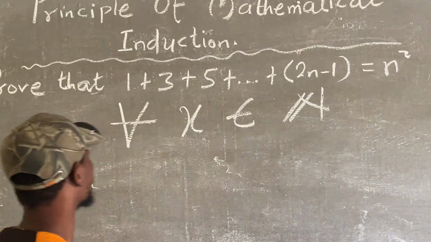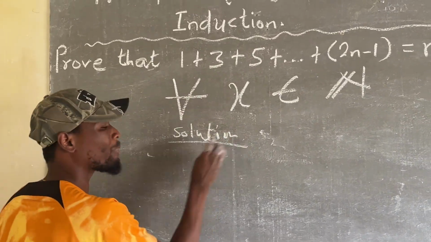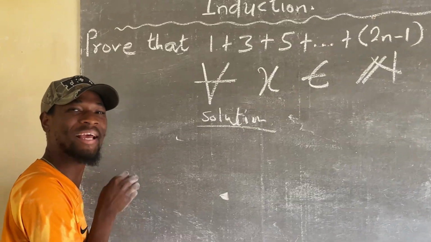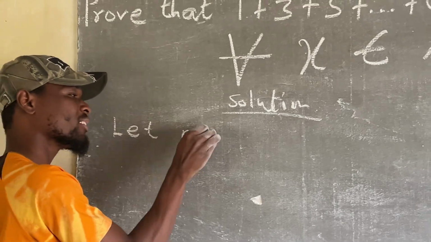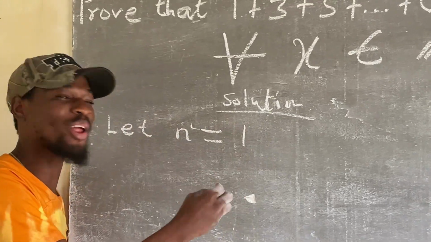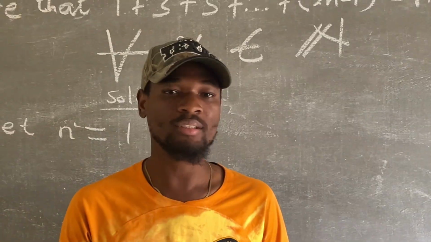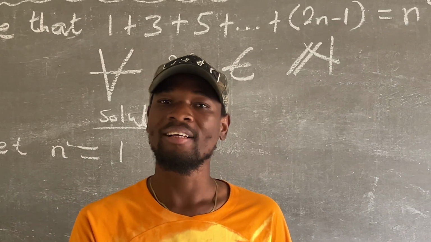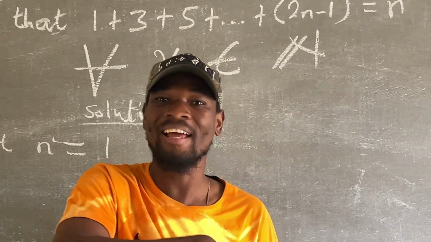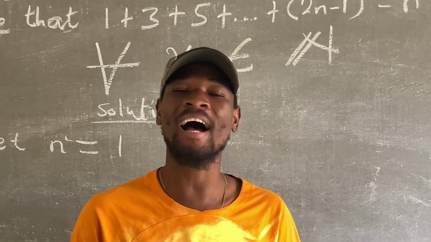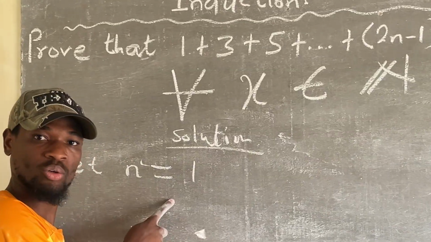Now viewers, we said that we need to apply our base case. For our base case, we say, let n equals 1, and I explained why we are using 1. So we are now going to consider the left hand side of the equation as well as the right hand side of the equation. If they are the same, then it is true under this condition.